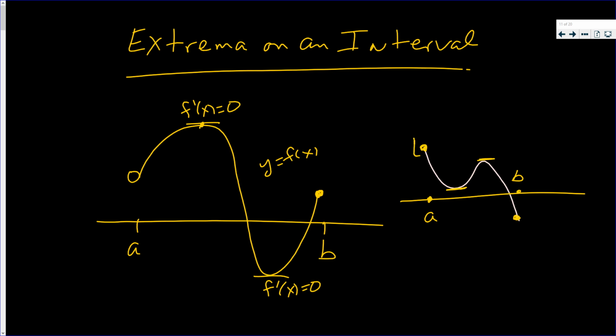But the highest point was at A. The lowest point was at B. Of course, I can flip over this graph and I can have the lowest point at A and the highest point at B. Here's A and here's B. Now, let us consider what happens in this situation.